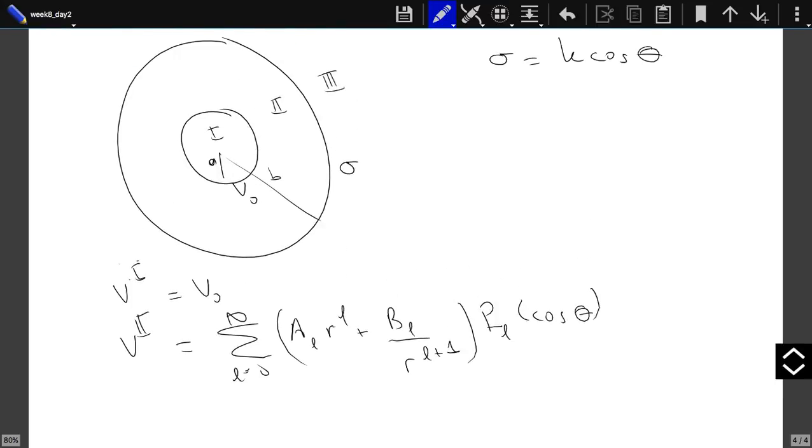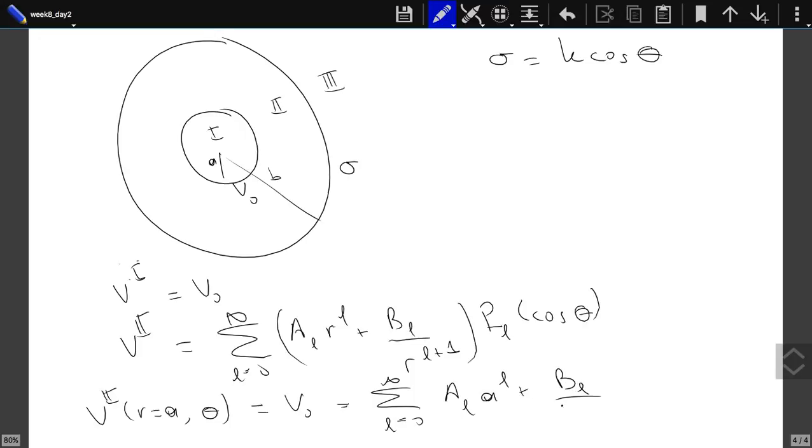Now we already know the potential at one boundary of region 2. V2, when r is equal to a, whatever the value of theta is, this should be equal to V0. This is already given. So this should be equal to the sum over l, 0 to infinity, A_l r to the power l plus B_l divided by a to the power l plus 1, times P_l cosine theta.